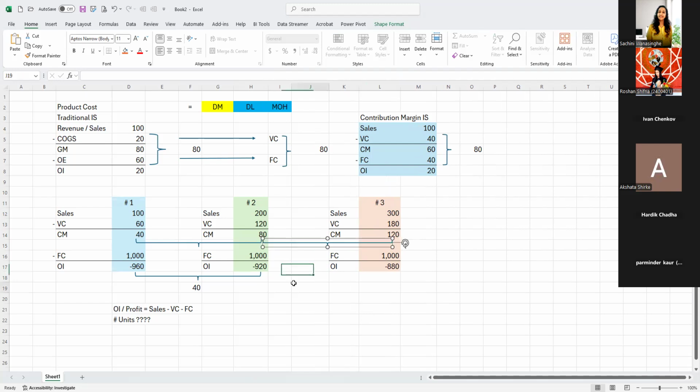What happened with my operating loss? Decreased by 40. Decreased by another 40. Can you see it? Yes, sir. Okay, so why 40?